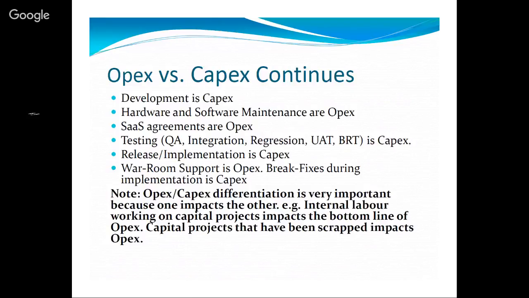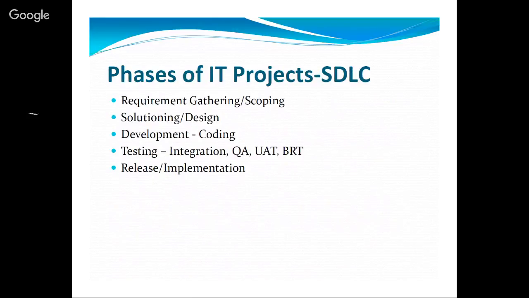That takes me to the next line. The phases of an IT project. As I said, there will be phases for different projects, but I'm using IT project as an example for us to align with. Most IT projects use the SDLC, which is the system development life cycle approach. They go from requirement gathering through scoping, through solutioning and designing, through the development or coding phase, through the testing, which will include integration, QA, UAT, and BRT, getting the business readiness for the project to be released, and then they go through the release or implementation, which sometimes is called the go live.